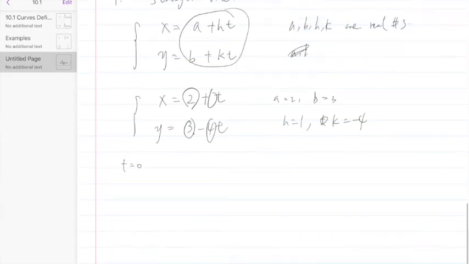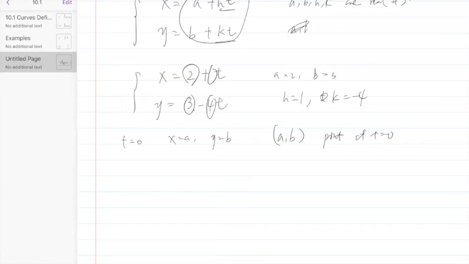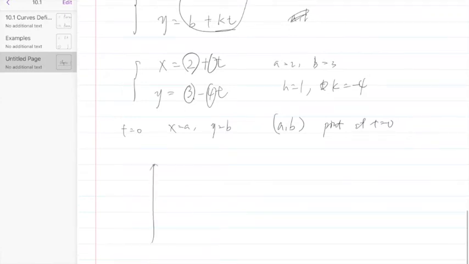Plug in t equal to 0. When you plug in t equal to 0 in this format, you will realize this term and this term will be gone. Then it gives you x equals a and y equals b. From here you can see a and b simply tells you 1 point. Okay? A point happens at t equals 0. So this gives you a point from the straight line.